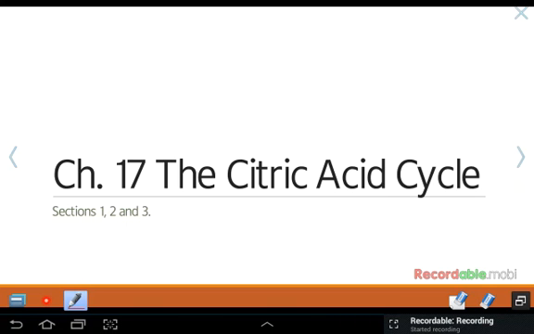Welcome to chapter 17, where we are talking about the citric acid cycle. For some reason, I put down sections 1, 2, and 3, but section 4 is also a good section to read that has to do with the regulation of the citric acid cycle.